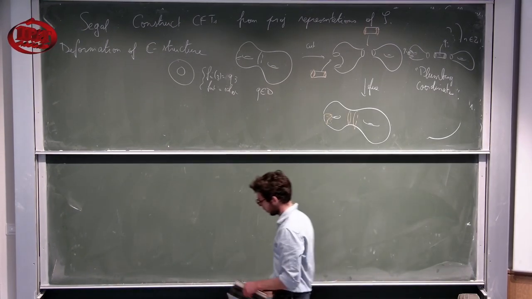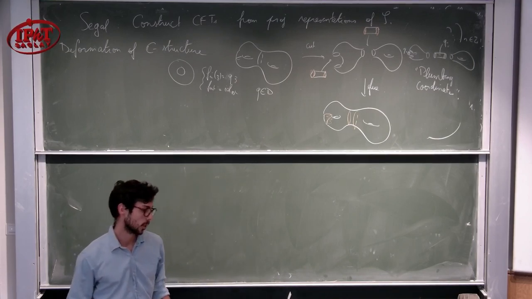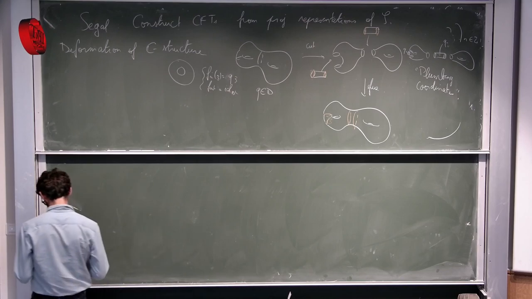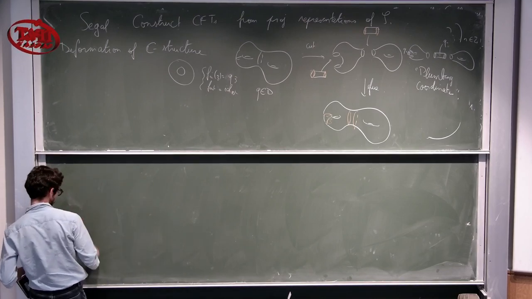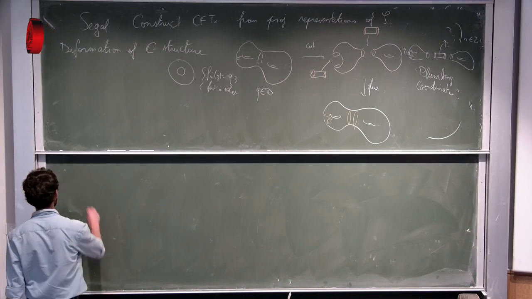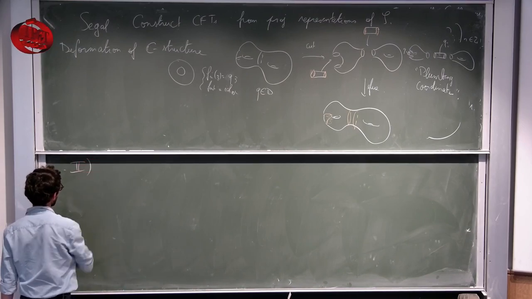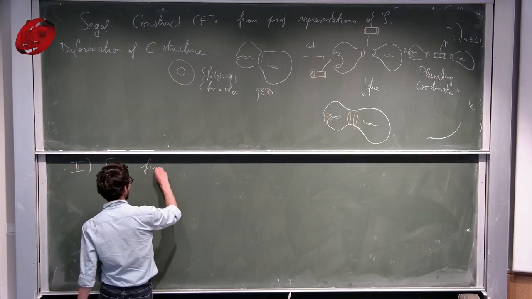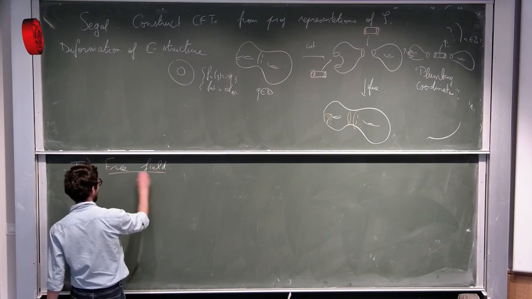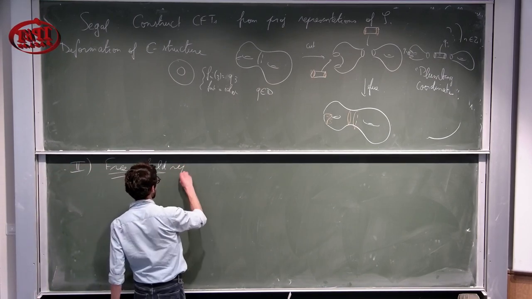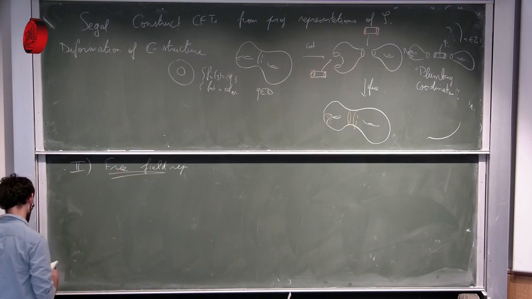Okay, so we have this semigroup, and now I want a representation of it. We have two representations. We have a free field representation, and then later we'll go from free field to the beam. The free field might seem a bit trivial, but a lot of the ideas are already there, and I think it's nice.